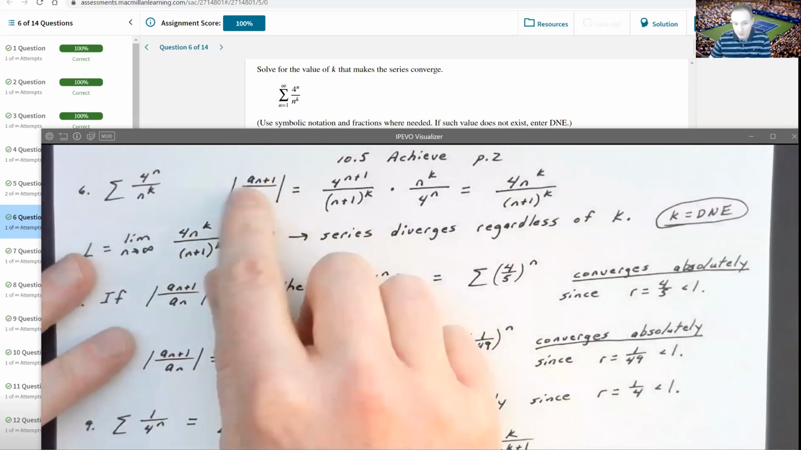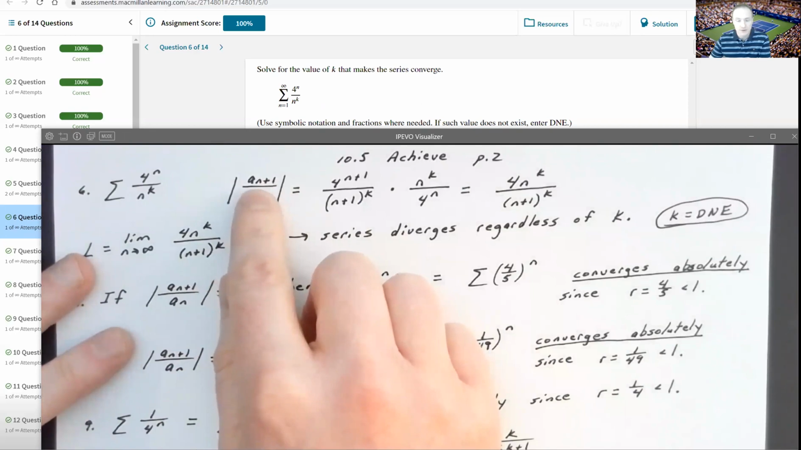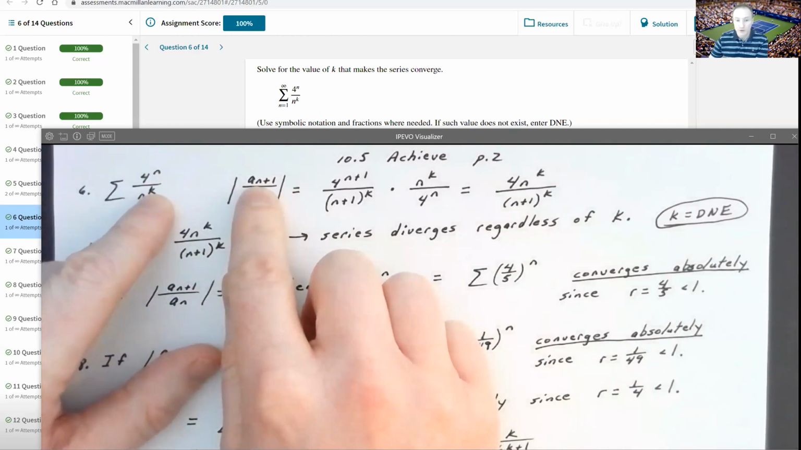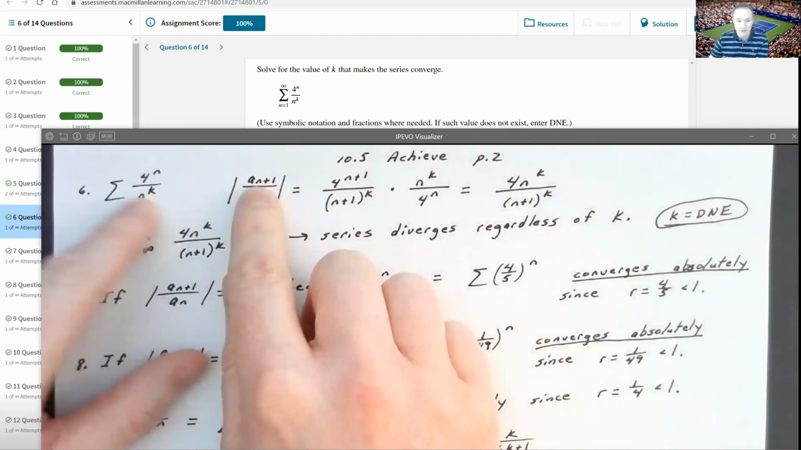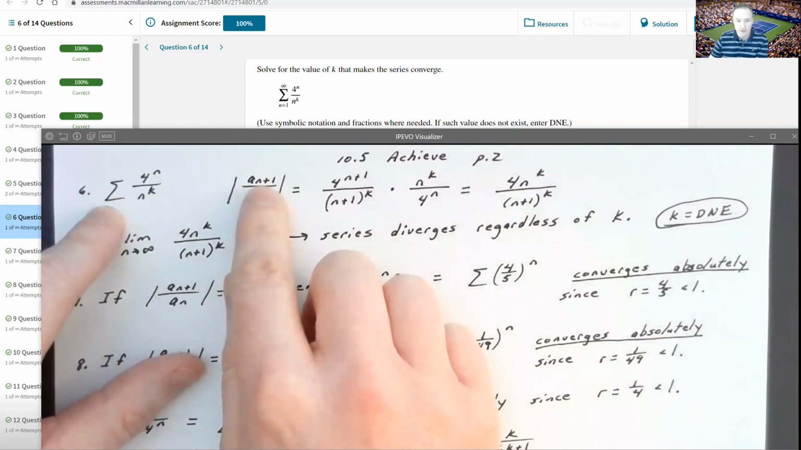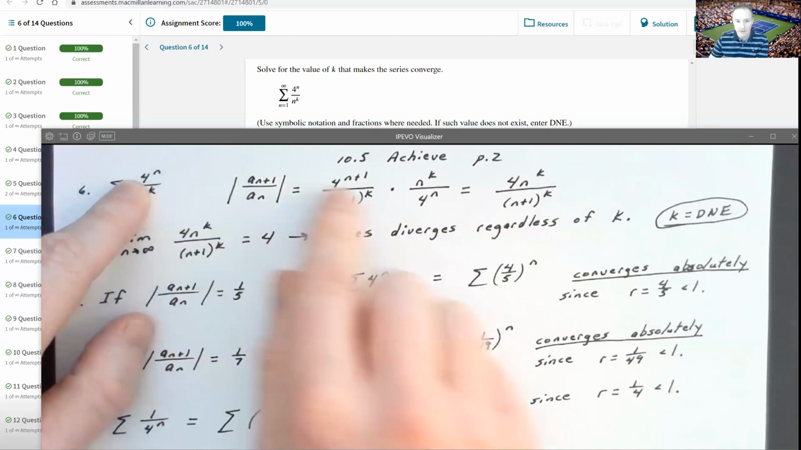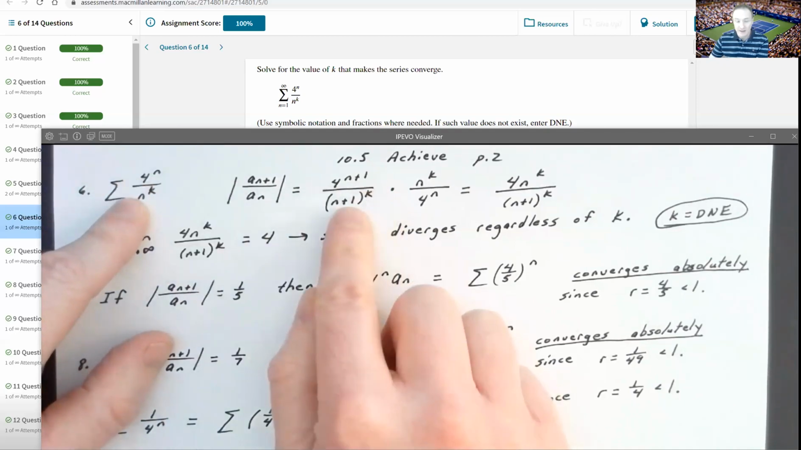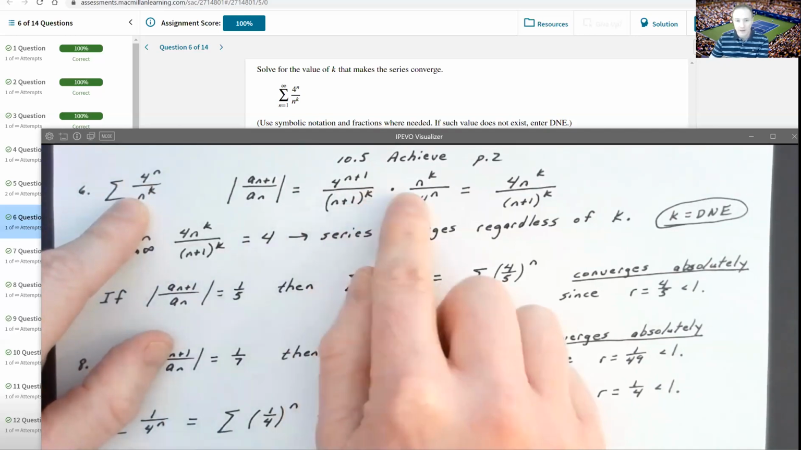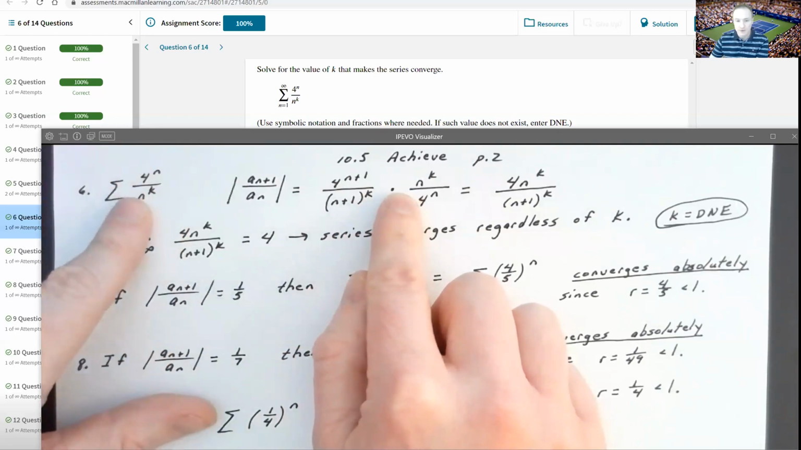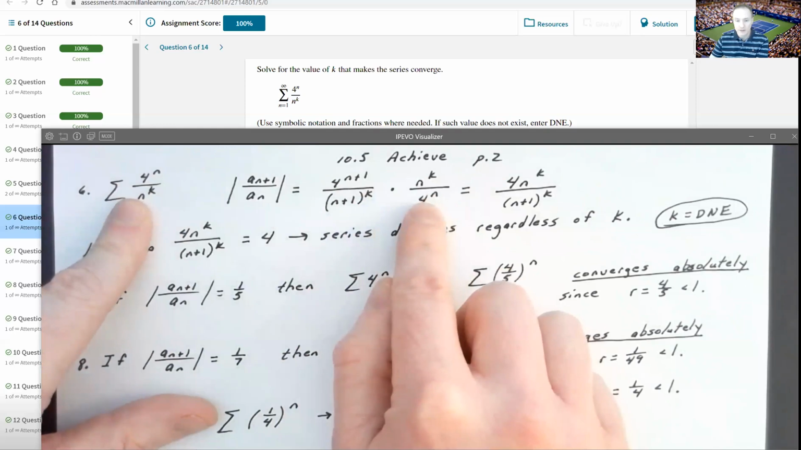I said, well, I'm going to go in and use the ratio test to try to figure it out. A sub n plus 1. Now remember, k is what you're solving for in the end. It's not the term that's changing from one term to the next. That's the n. So a sub n plus 1 is going to be 4 to the n plus 1 divided by n plus 1 to the k. Then we'll multiply that by the reciprocal of a sub n, which is going to be n to the k over 4 to the n.